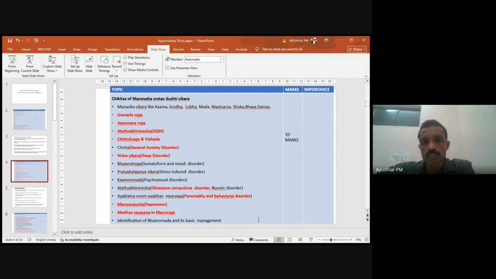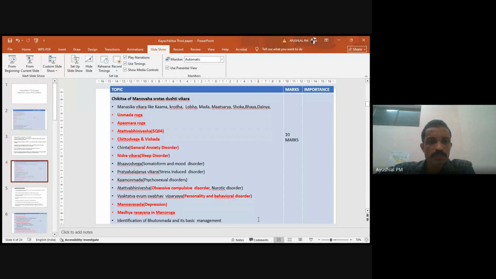This is the first point in the syllabus. What is Kama, Krodha, Lobha, Mada, Matsarya, Shoka, Bhaya, Dainya? There are definitions for each of these terms, and the treatment aspect. Treatment mainly includes Sattvavijaya Chikitsa, Ahitebhyo Arthebhyo Manonigraha, and Jnana, Vijnana, Dhairya, Smriti, Samadhi. These are the different domains of Sattvavijaya. But this is not that important a point.